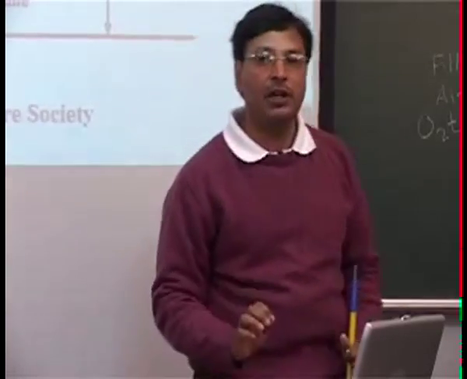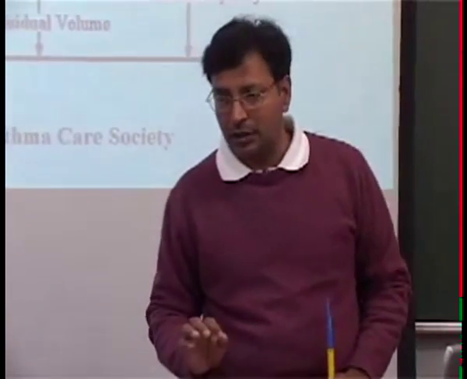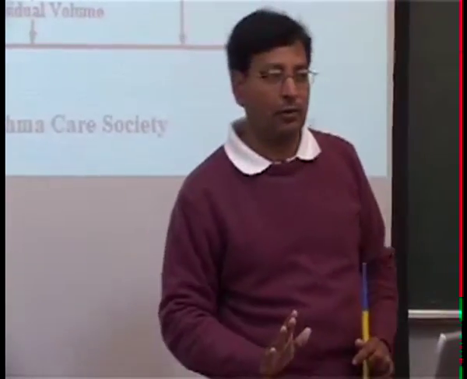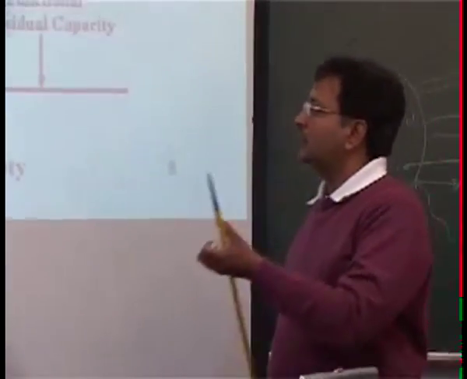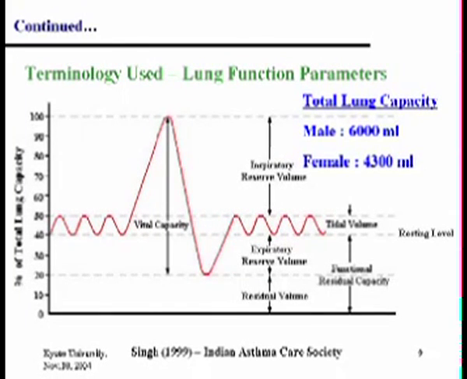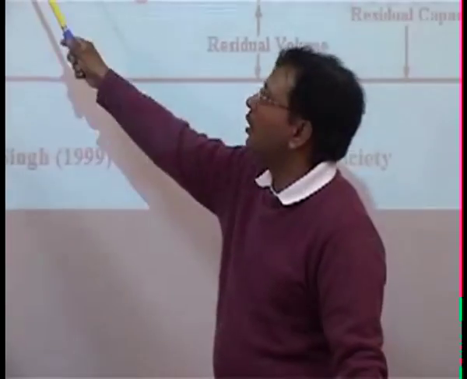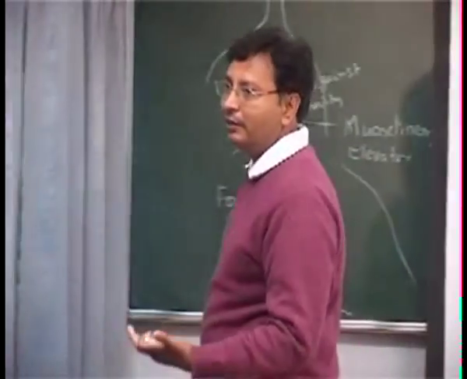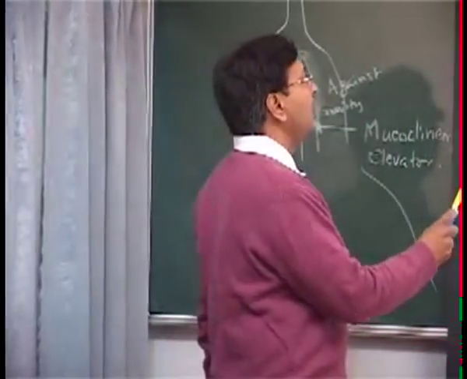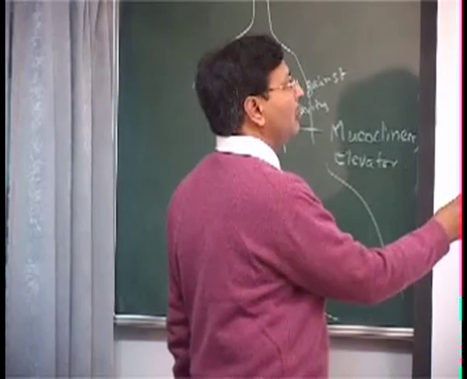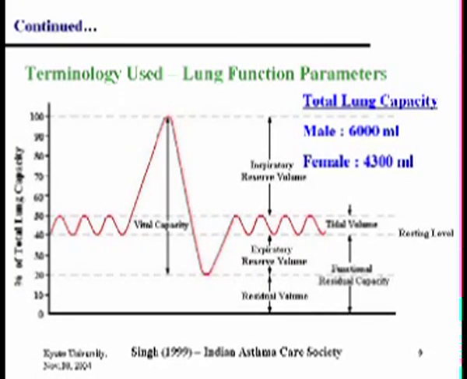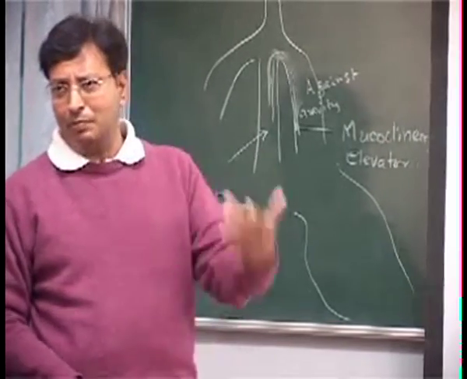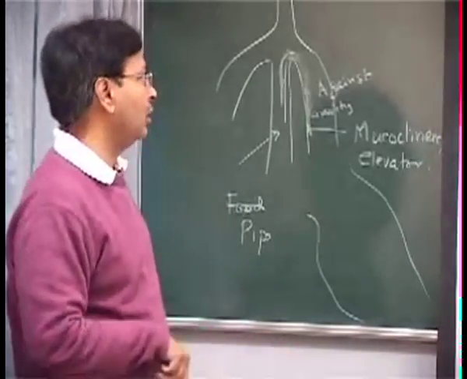You need to understand some terminologies, and don't worry, I'll pass these things on to you. You can have a look at this one. On this side, I'm plotting the percentage of the total lung capacity, from 0 to 100. As you normally breathe at rest, this is how you are breathing: in, out, in, out. Suppose I ask you to take as much breath as you can.